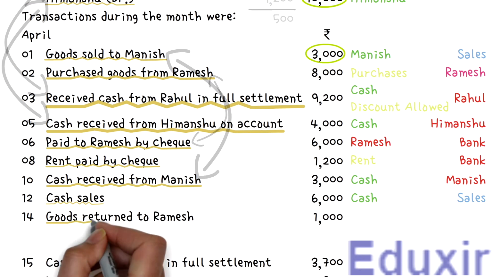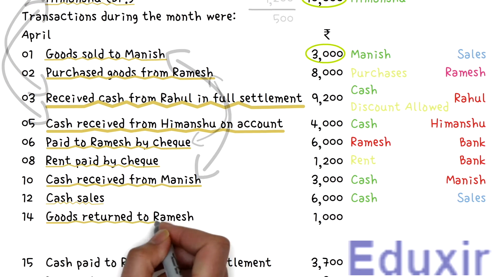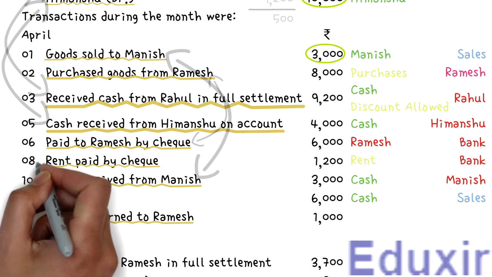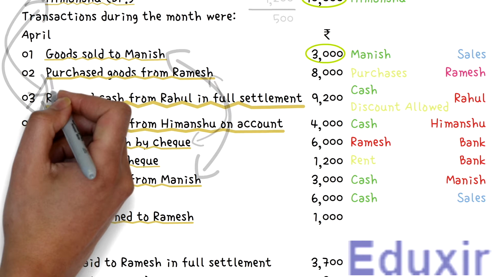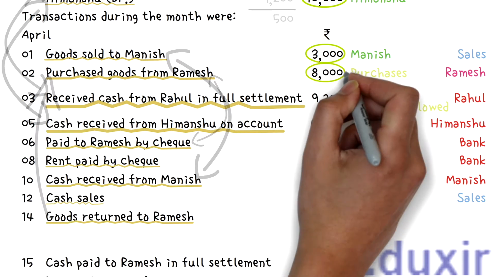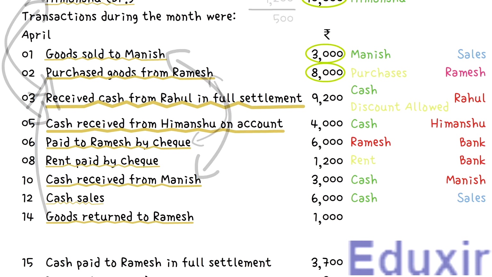In this transaction, goods worth 1000 rupees are returned to the supplier Ramesh. Note that this transaction is related to the transaction done on 2nd April, wherein the business has purchased goods worth 8000 rupees from the supplier Ramesh. The business is now returning 1000 rupees worth of those goods.